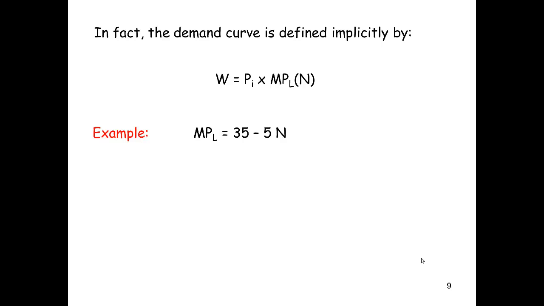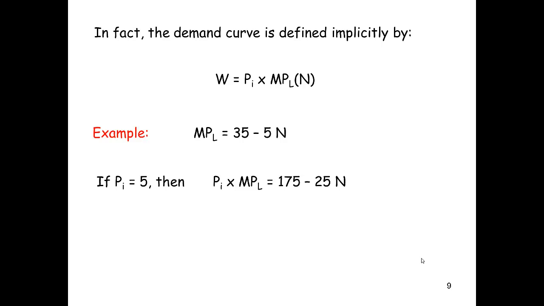Let's suppose the marginal product of labor is equal to 35 minus 5 times n, where n is the number of workers. Okay? So as long as n doesn't get too big, we're still okay here with positive marginal product. But notice that marginal product is negatively related to the number of workers, so that as n goes up, the marginal product goes down. That's just embodying our diminishing marginal product assumption.